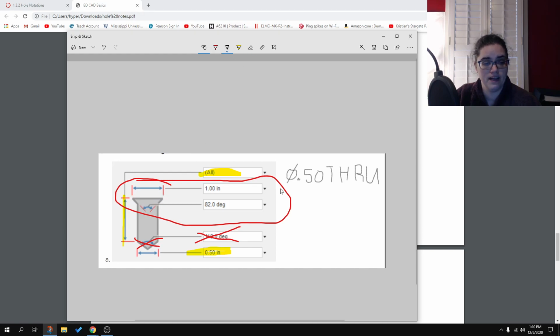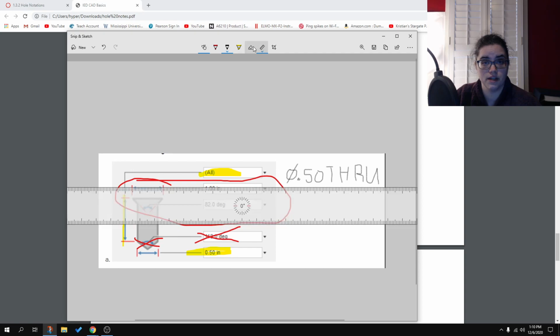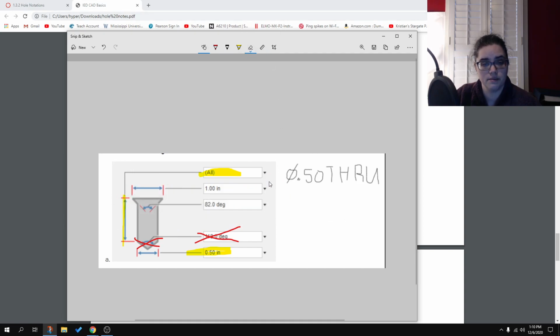All right, I'm going to get rid of that. It's in the way. I'm also going to get rid of this. Oh no, don't take the ruler away, thank you. I'm going to get rid of this, it's in the way as well, sorry.